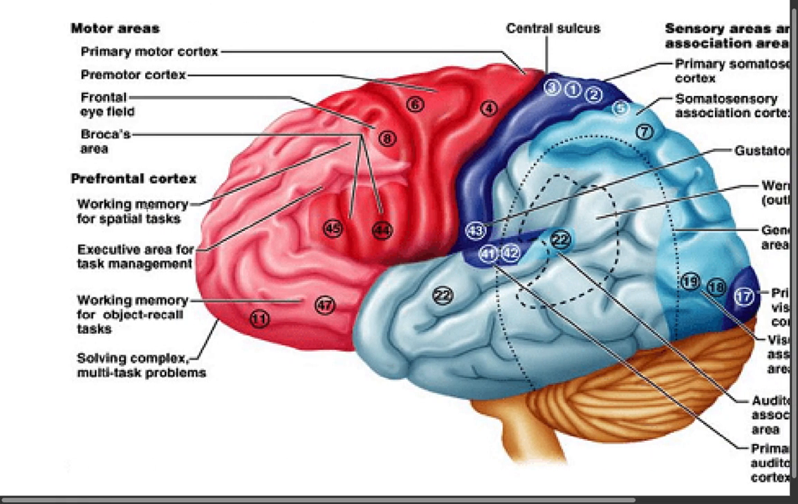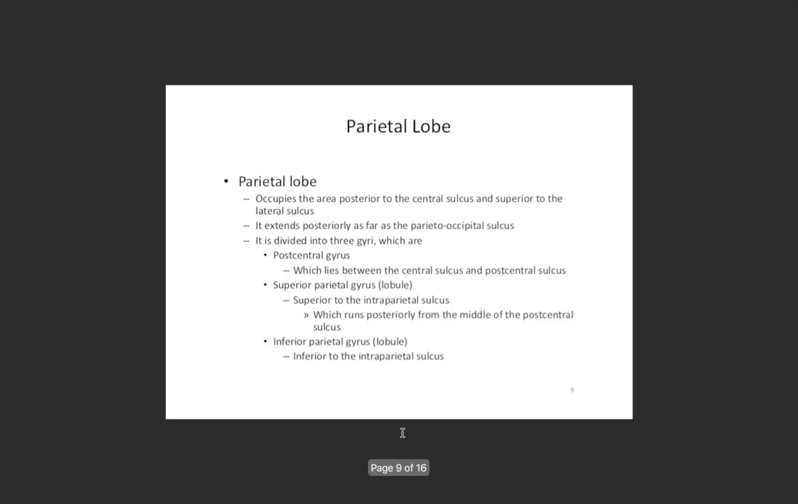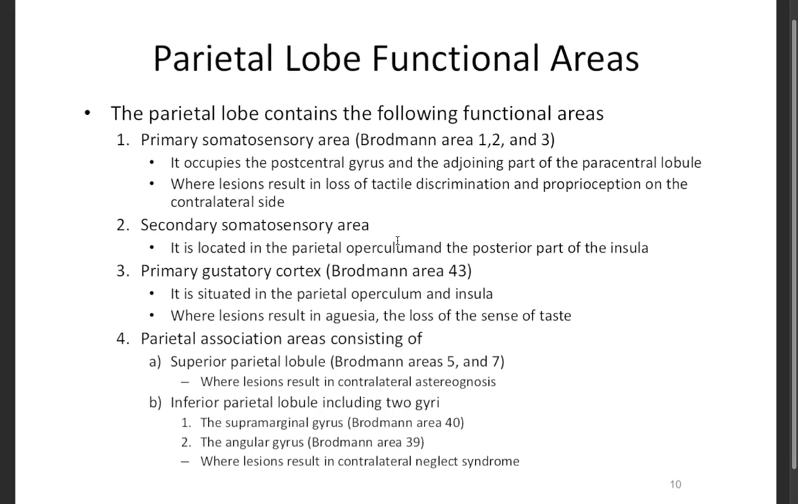There are many regions in the prefrontal cortex, but the doctor mentioned the orbital region that is associated with social behavior, meaning a person's behavior, for example a child who misbehaves a lot. Don't think the orbital region relates to the eye; it is because it is close to the orbit of the eye. And the lateral region is concerned with the intellectual abilities. So this is the frontal lobe. Going now to the parietal lobe functional areas.